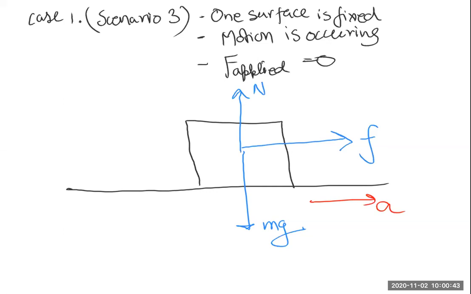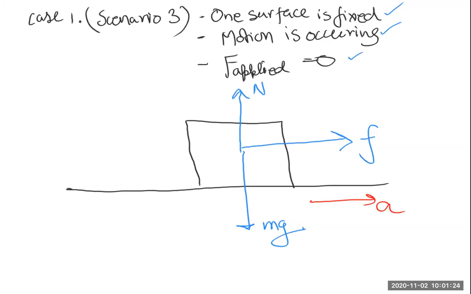So, what happens if you are in case 1, scenario 3, when you see that one surface is fixed? Okay, Superman is running a 100-meter race. So, Superman is moving on the ground, surface is fixed, motion is occurring, obviously Superman is moving, and F applied is 0. There is no F applied. Superman is applying no external extra force. When I draw the free body diagram, in the absence of friction, there is no other horizontal force applied on Superman.